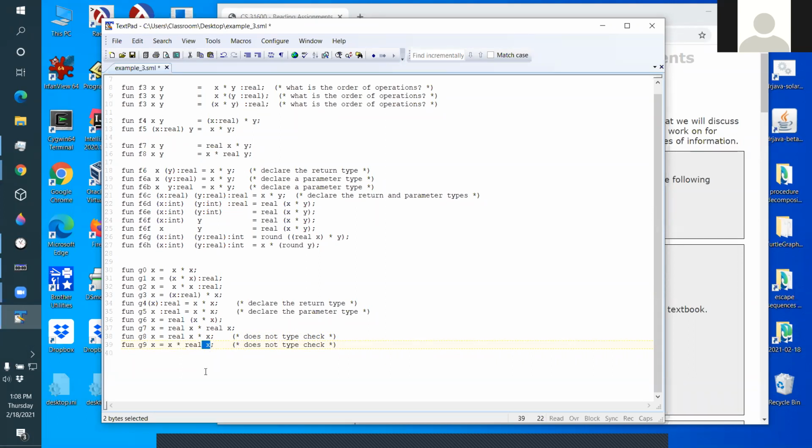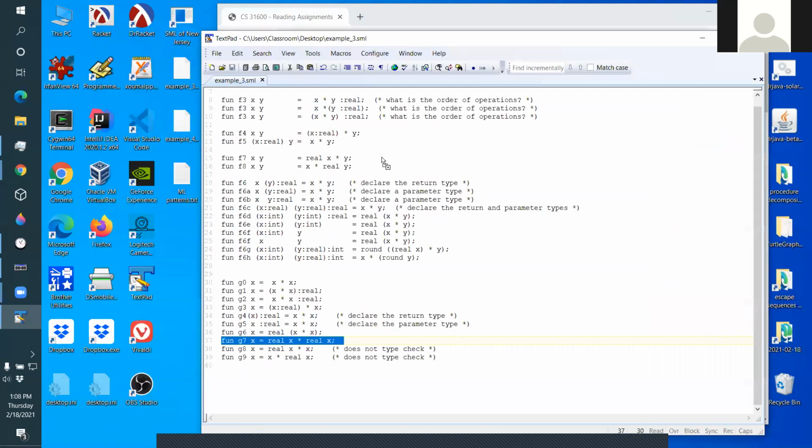Okay, so practice reading these. Notice that I can deduce that this one won't compile and this one won't compile, and these others will compile. Okay. All right. Now let's go through some more examples.